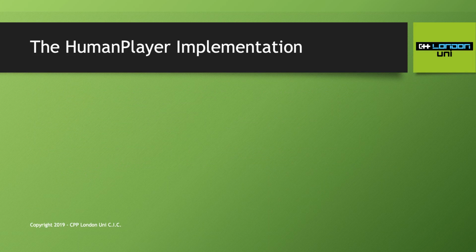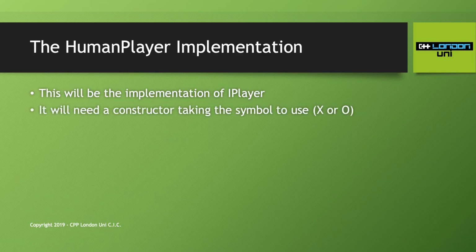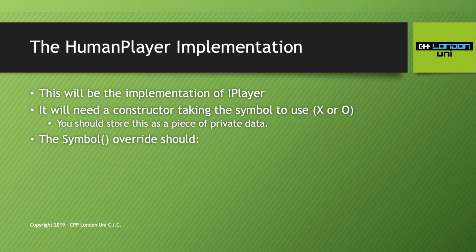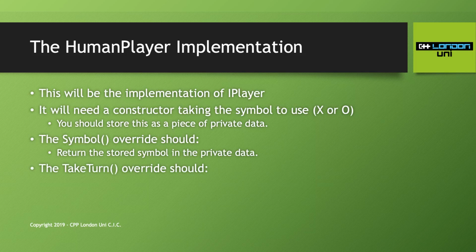So in the human player implementation, which obviously derives from iPlayer, we'll take a constructor, which will tell us which symbol to use. Obviously pass it an X character or an O character, or a capital O. Store this as a piece of private data, because you're going to need to hold on to that information. And then the symbol override, of course, will just return whichever symbol it was given in the constructor. So that's of course why you need to hold on to it in your private data.